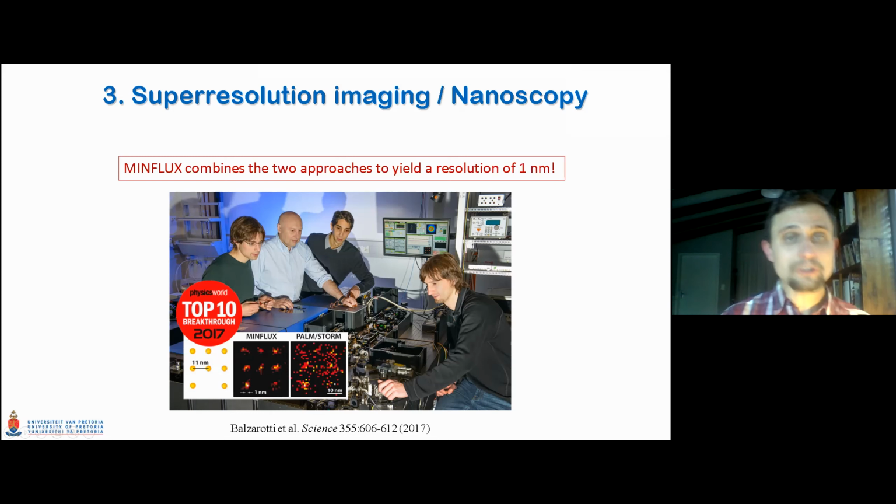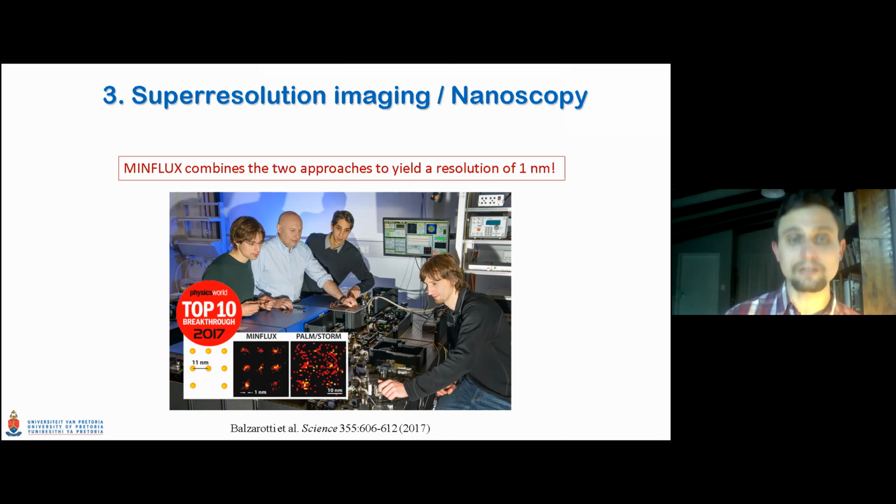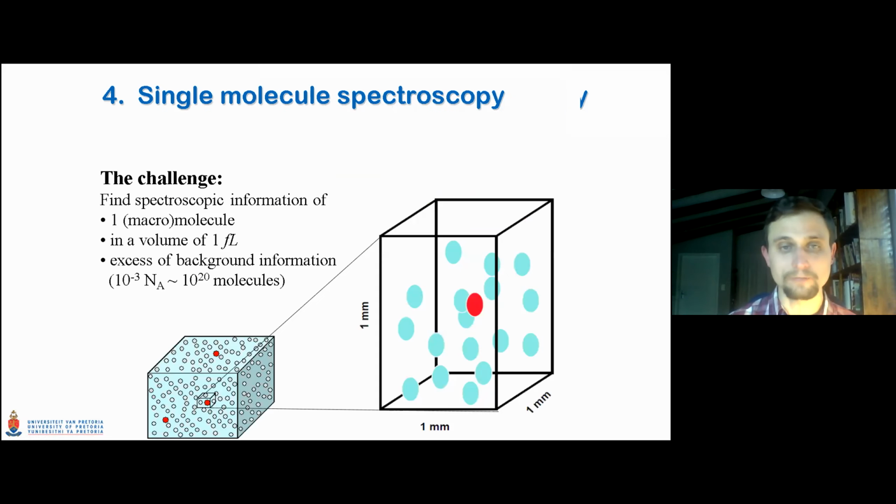Super resolution imaging is actually based on the technique of single molecule spectroscopy. Single molecule spectroscopy is a much broader field. This is the field that I specialize in, and I see that we don't have that much time left, so I'm just going to say a couple of things about this, and then I can end this lecture and open the floor for questions.